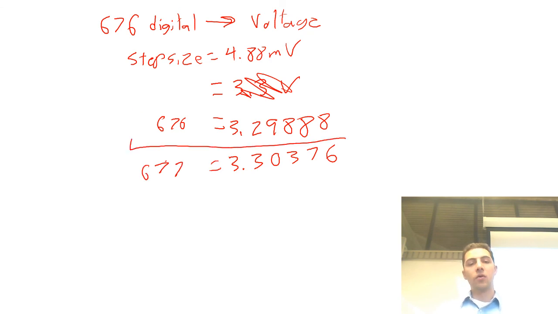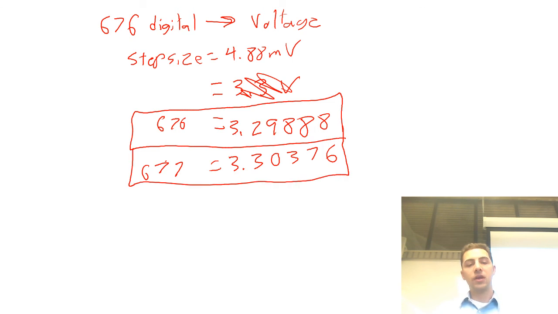Okay, so these two numbers, any voltage between those two numbers, as far as the processor is concerned, is 676. If you are less than 3.30376 and greater than or equal to 3.29888, the number you're going to get out is 676. That's your resolution and any error in there. So if you have a signal that's twiddling at less than 4.8 millivolts, you're not going to see the difference. Okay?